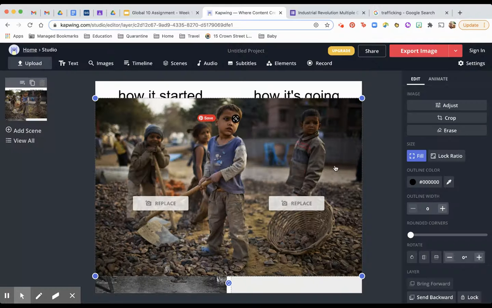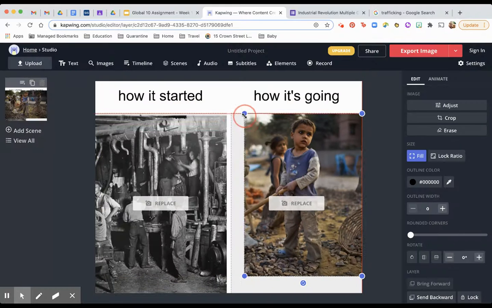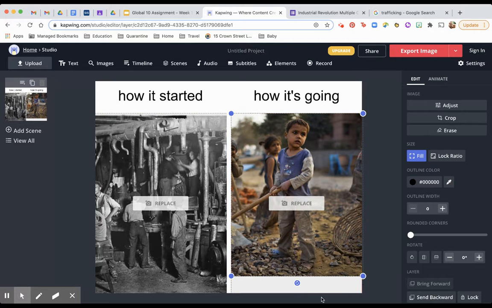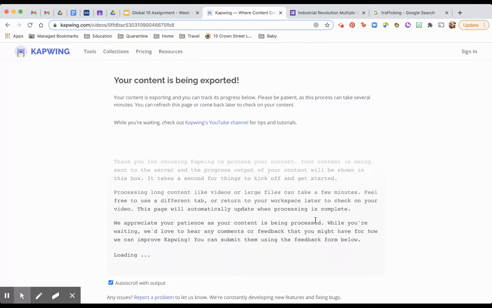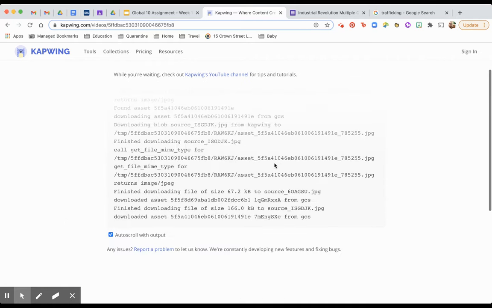Wow, those kids are really young. This is horrible. Okay. Oh my gosh. So I'm commenting on it. Okay. Then you would export your image, and it goes to this weird page. I don't know why, but it does.